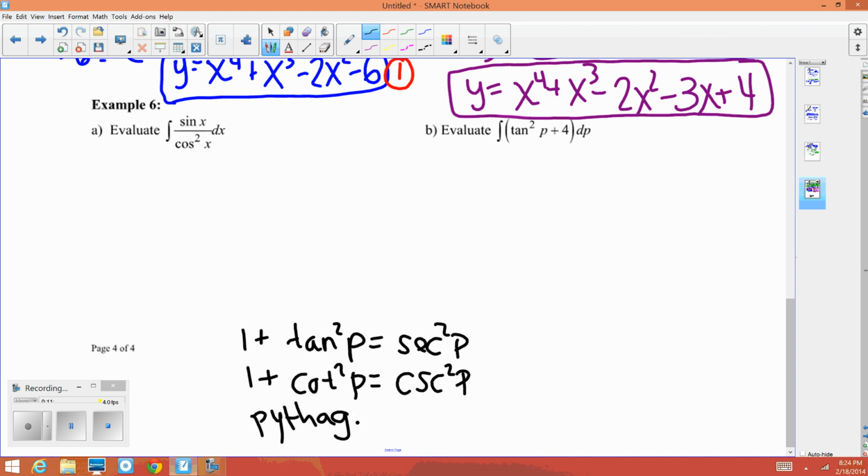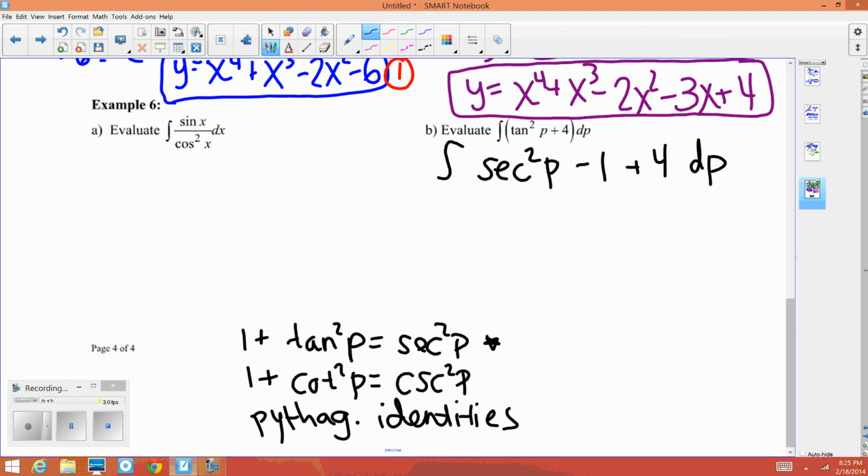This is something that you need to know. But you memorize everything we've ever learned, so it's fine. So anytime you see tangent squared or cotangent squared, you probably have to use these identities. So another way of writing this, instead of writing tangent squared P, I'm going to use this and write secant squared P minus 1. And I still have that plus 4 there, dp. So I can simplify this a little. Secant squared P plus 3 dp.